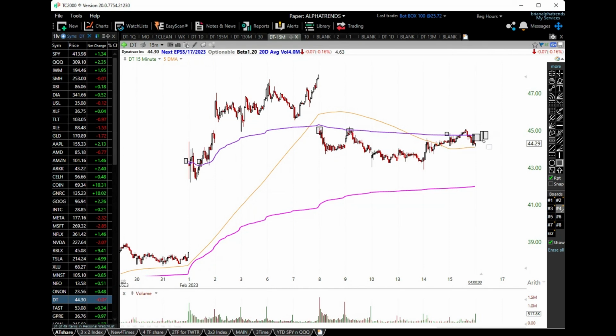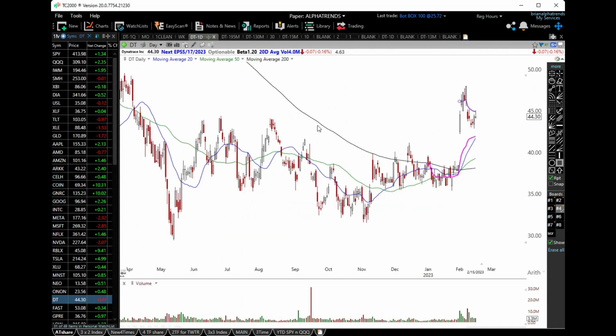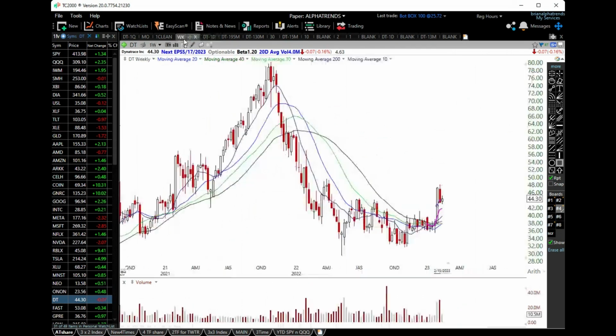I look at this 5-day moving average as well, and I'm not long this stock, but I want to get long here tomorrow, because when I look at the daily time frame, I see a stock above a rising 20, 50, and rising 200-day moving average. And then I look to the weekly time frame. We're above a rising 10, 20, 30, 40-week moving average.